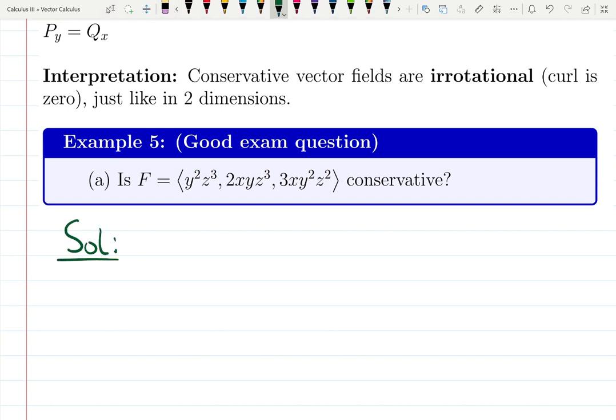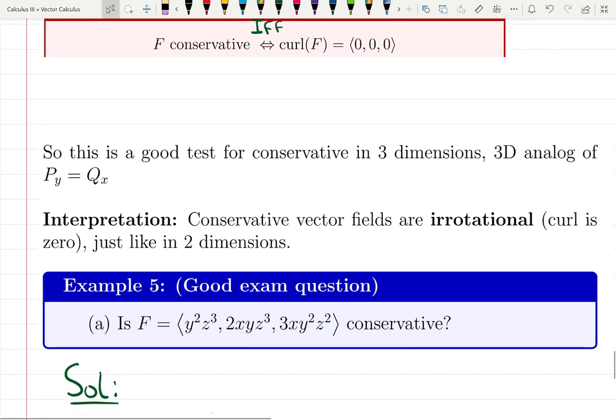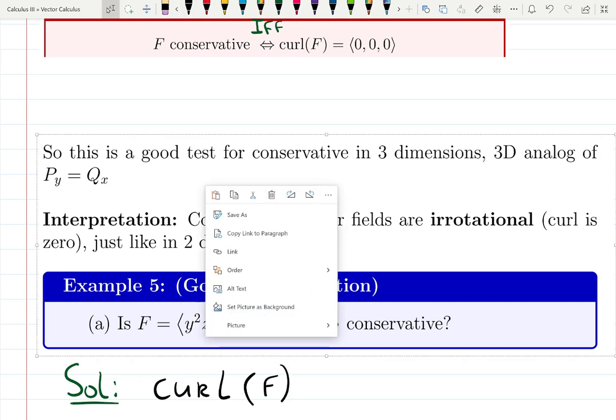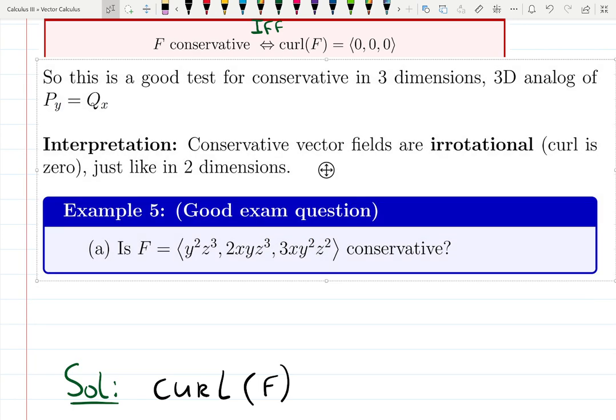Solution. Let's figure this out. Did you finish writing down? I will start writing down curl F. Yeah, that's why I'm keeping it up. I actually will just lift it up like so.